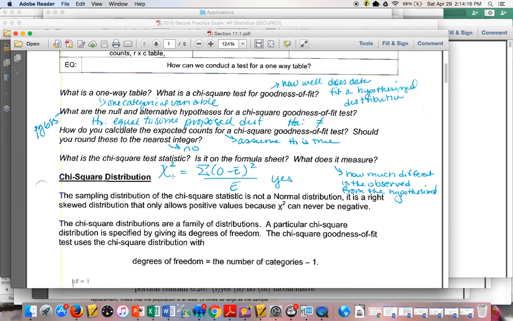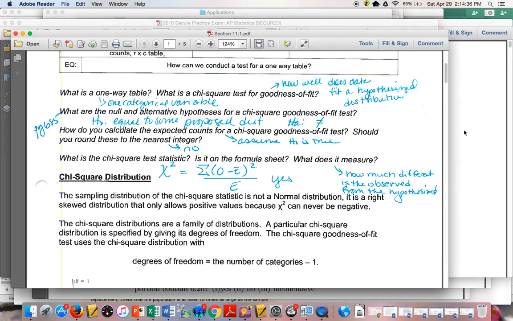Your test statistic is kind of a fancy x squared. It's the sum of the observed minus the expected, squared, over the expected. Is it on the formula sheet? Yep. So what does it measure? It just measures how far away the observed and expected are, in a ratio against the expected.